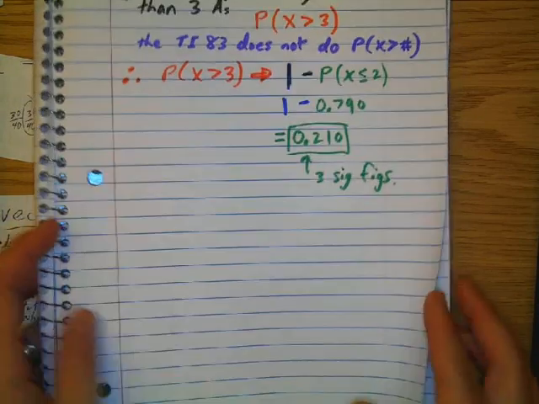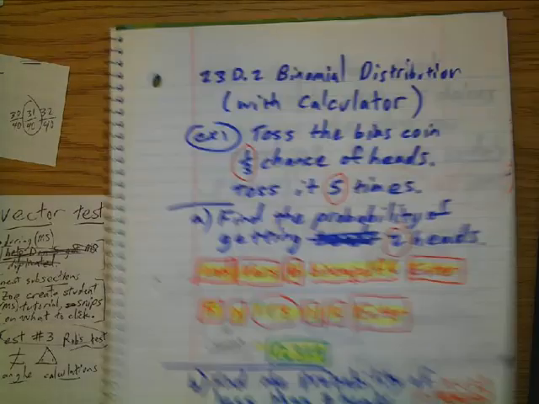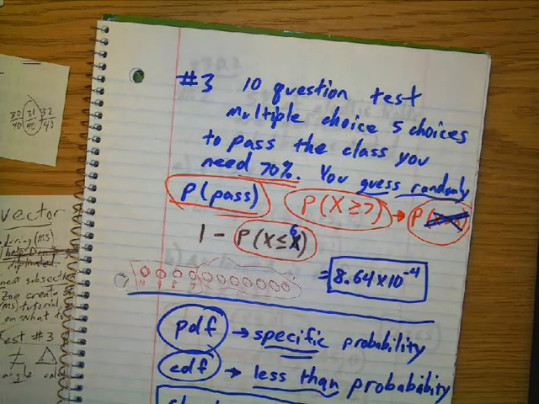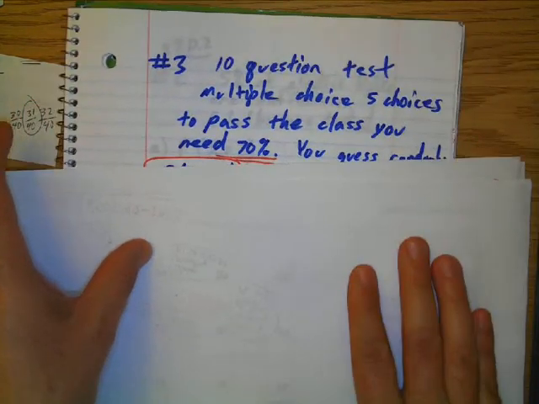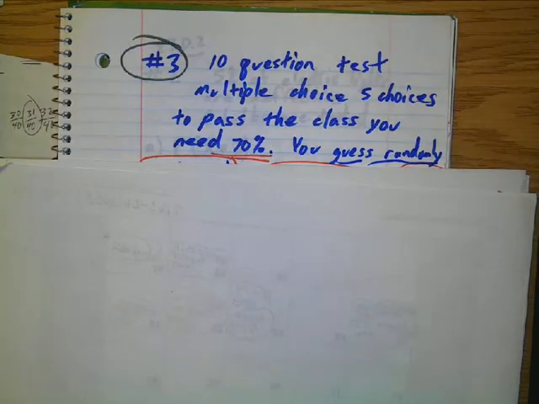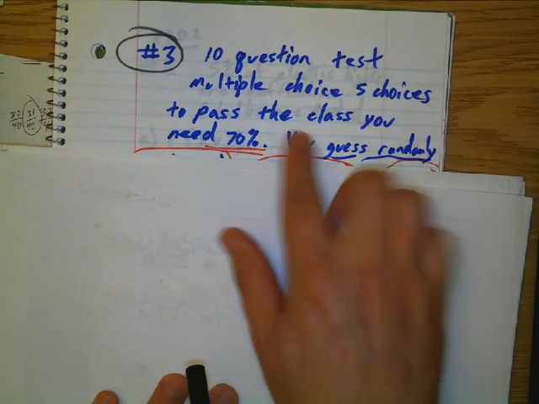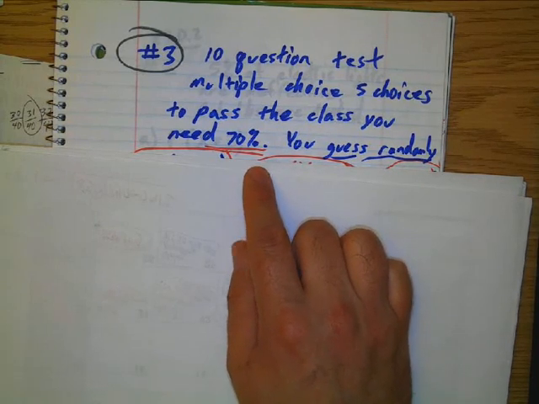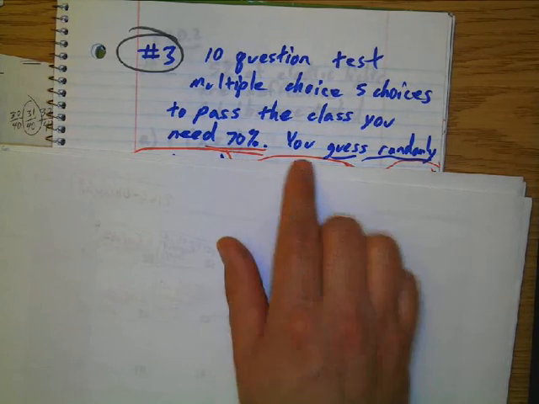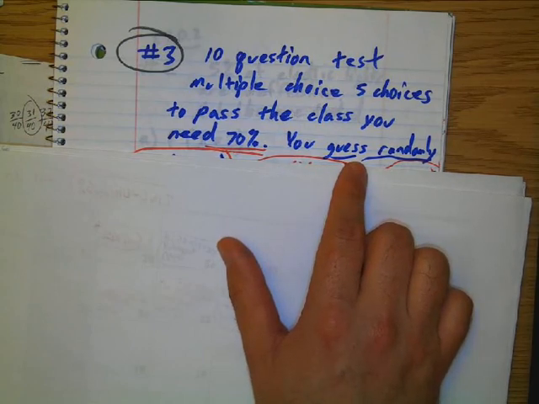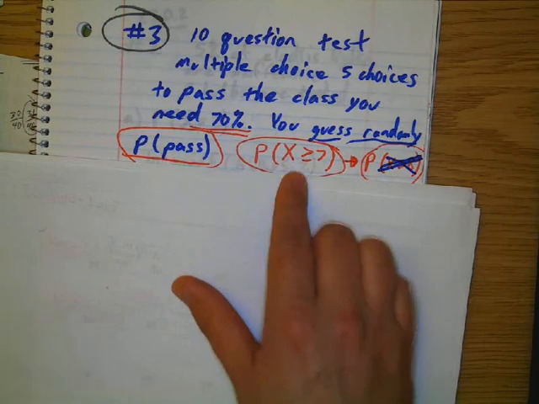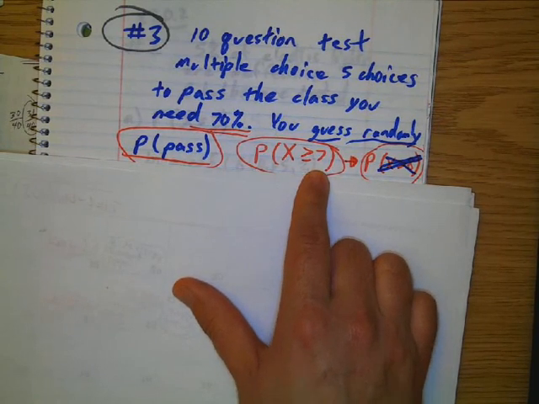Okay, so now let's look at some other things. You are taking some random test for some random class, and you're going to wildly guess on this multiple choice test. You have 5 choices, A, B, C, D, E. And to pass this test, you need to get a 70%. So what's the probability that I'm going to pass this test? The test has 10 questions.